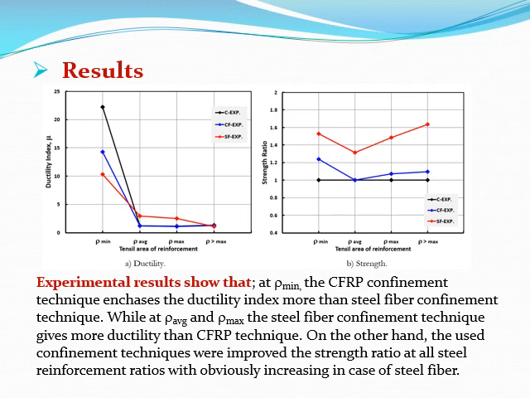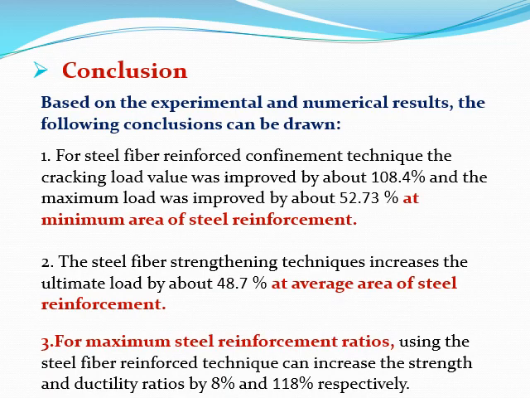On the other hand, the used confinement techniques improved the strength ratio at all steel reinforcement ratios, with an obvious increase in the case of steel fiber. Conclusion. Based on the experimental and numerical results, the following conclusions can be drawn.